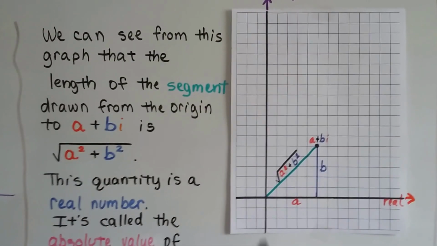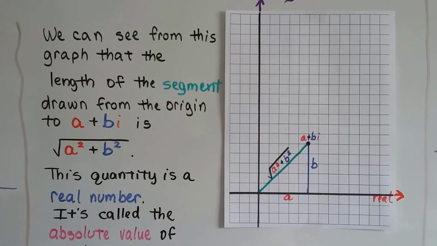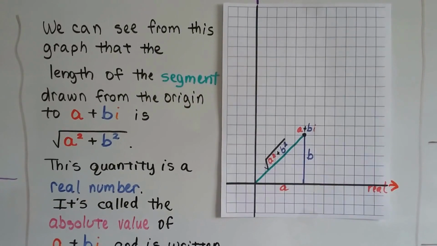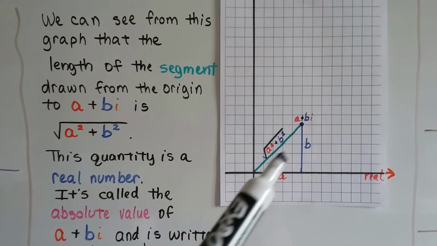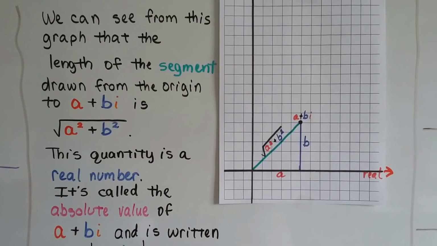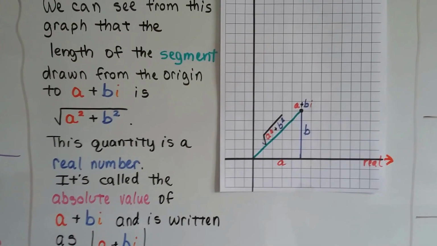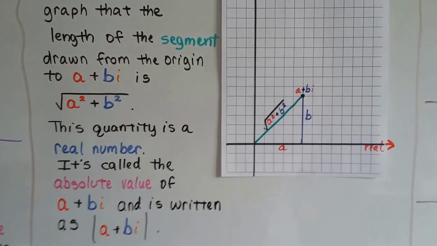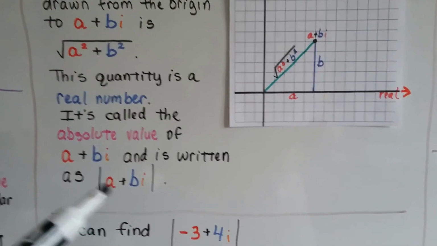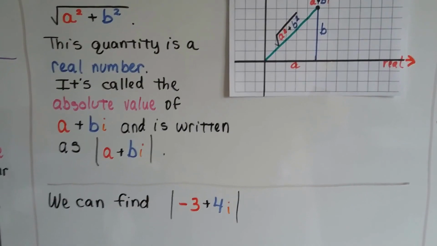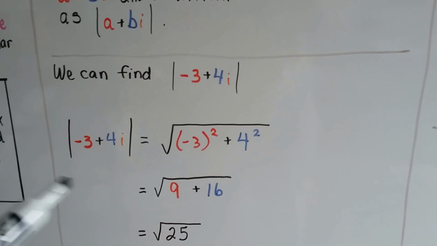So take a look at this graph here. Here's the imaginary line. Here's the real line. We talked about that in the last couple of videos. So we can see from this graph that the length of that green segment right here, drawn from the origin to a+bi right here, is the square root of a² + b². See? And this quantity is a real number. It's called the absolute value of a+bi, and it's written like this with the absolute value bars. So we can find the absolute value of -3 + 4i.